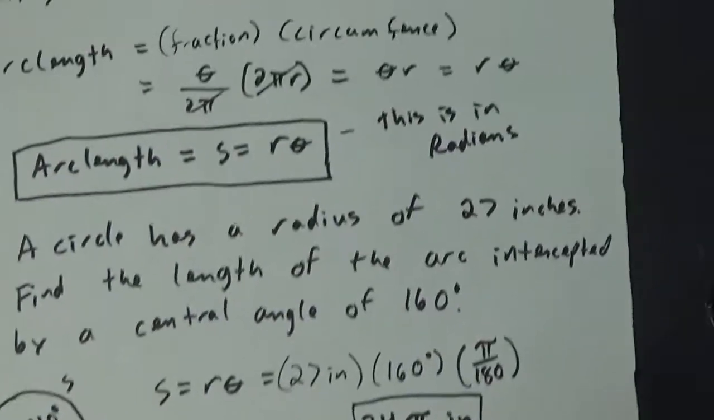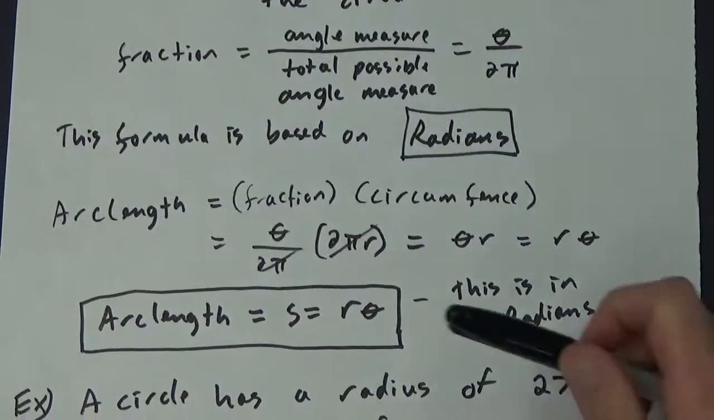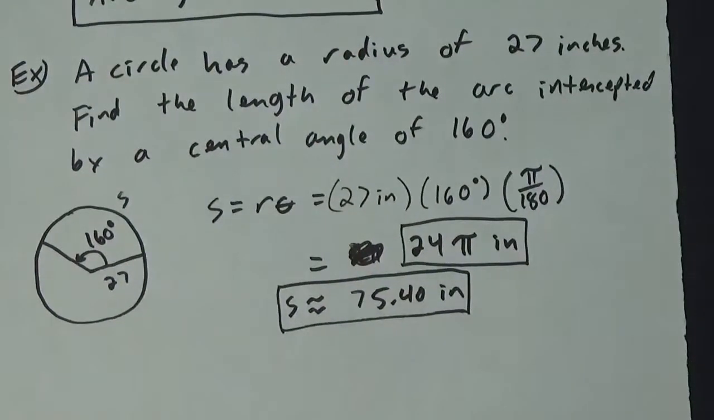All right, so there's arc length. Very basic formula, S equals r theta. The biggest thing to remember is that theta is in radians. So if you're given a problem in degrees, you do have to convert the degrees to radians.